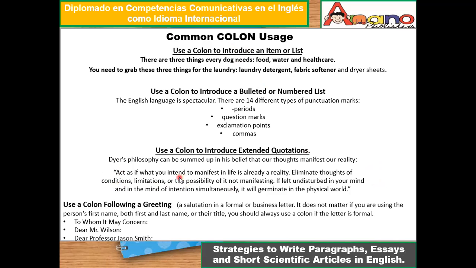Dyer's philosophy can be summed up in his belief that our thoughts manifest our reality. It says like, act as if what you intend to manifest in life is already a reality. Eliminate thoughts of conditions, limitation, or the possibility of non-manifesting. If left undisturbed in your mind and the mind or intention simultaneously, it will germinate in the physical world.